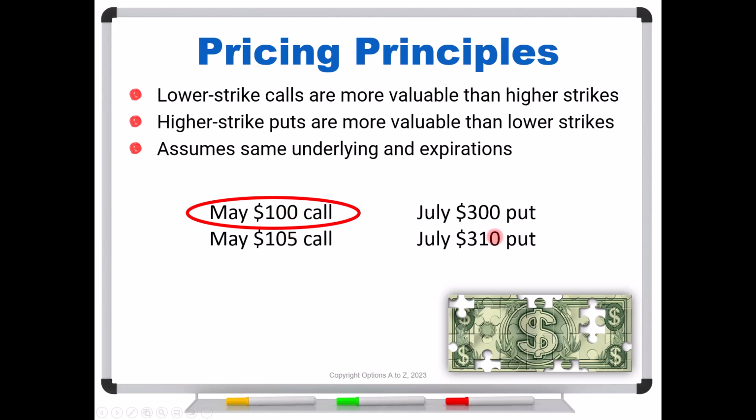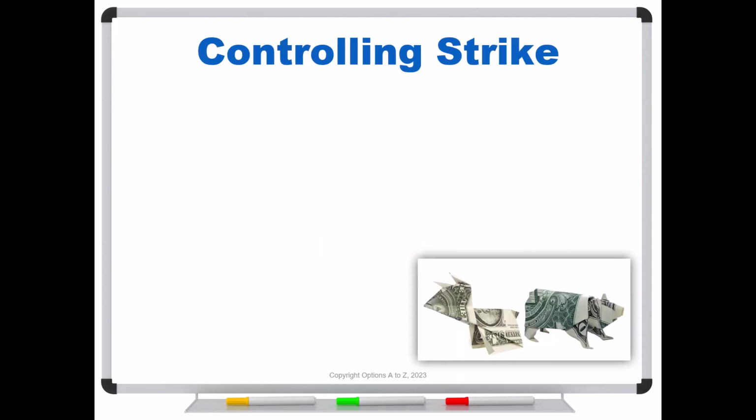What about with puts? Well, with the puts, the principle says that higher strike puts are worth more money. So we look at the two strikes here. We've got the 310. That's the higher strike between the two. So I know that this option must be worth more money. And once you've identified the more valuable strike, that is going to be the controlling strike.